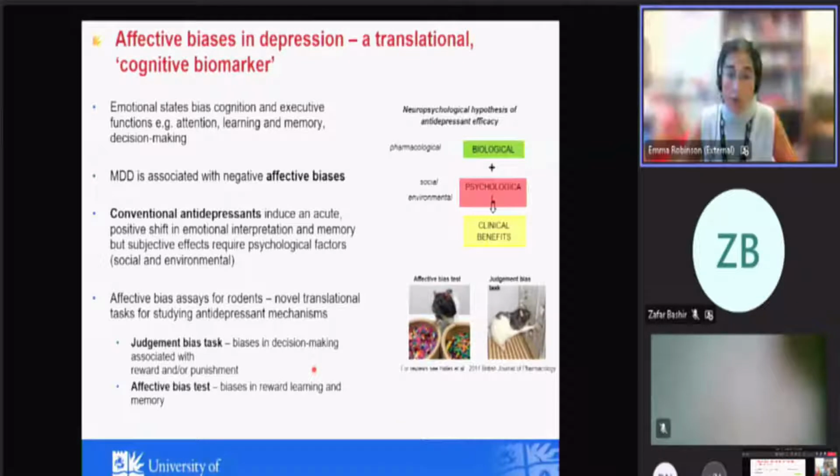I'm going to talk mostly, though, about some work here which we've focused on, which is the affective bias test. And this is a task that I developed to look at reward learning and memory, and it's based on a very simple foraging behavior in rodents, very easy to train. It does require a lot of manual interaction and handling from researchers, but it's given us some really exciting data.